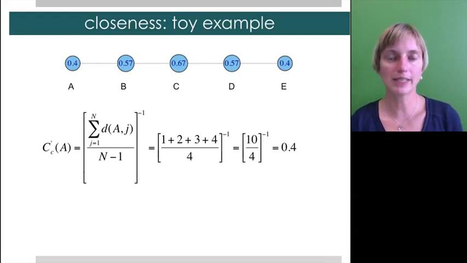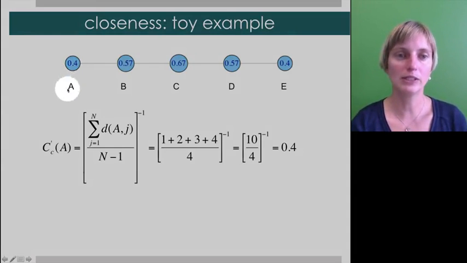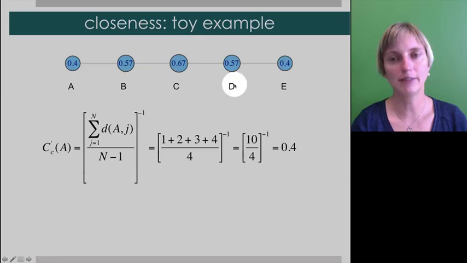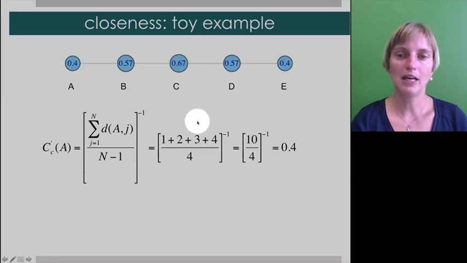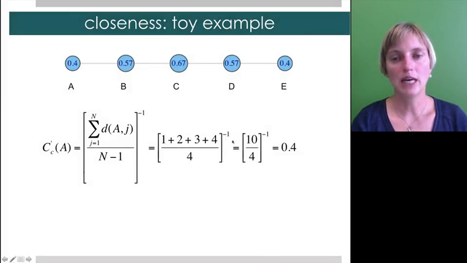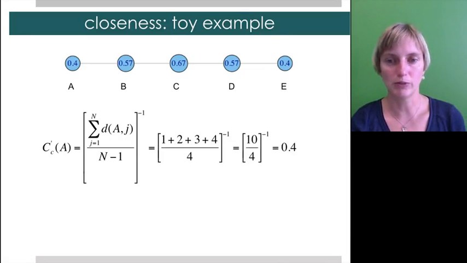Here is a toy example where if we look at the closeness of A, it has distance 1 to B, distance 2 to C, 3 to D, 4 to E. We sum those, we divide by n-1, and we invert, getting a closeness of 0.4.